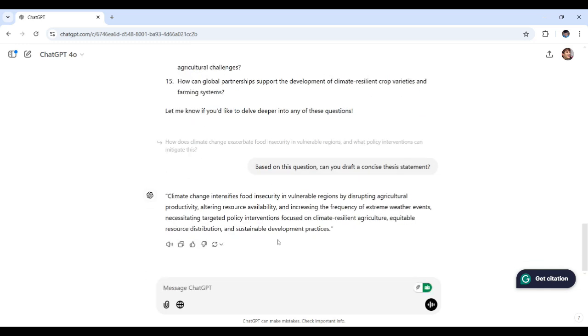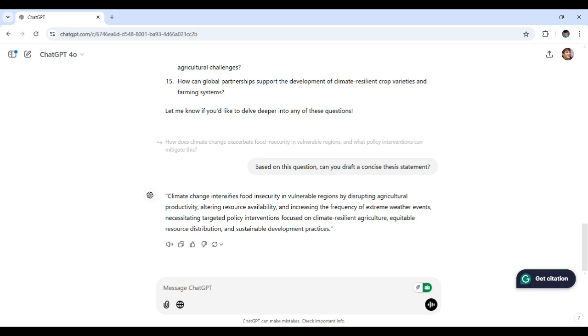All right, so here's what ChatGPT came up with. So it says climate change intensifies food insecurity in vulnerable regions by disrupting agricultural productivity, altering resource availability, and increasing the frequency of extreme weather events, necessitating targeted policy interventions focused on climate resilient agriculture, equitable resource distribution, and sustainable development practices. Yep, that's quite clear, concise, and sets the stage for a well structured paper.